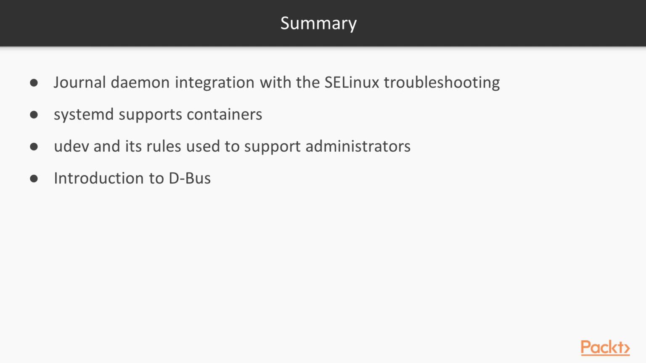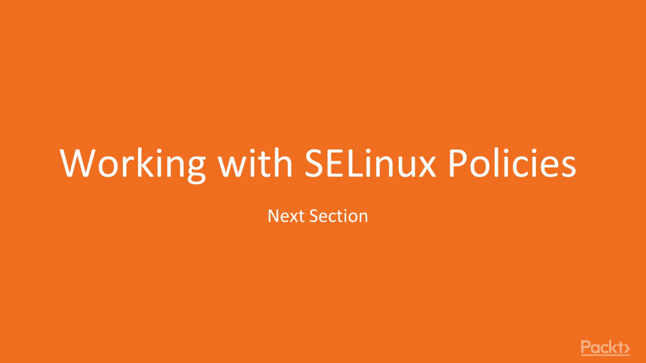Finally, we took a brief look at udev and how its rules can be used to support administrators in managing devices. We finished the section with an introduction to dbus, how SELinux can be used to control the association of applications within services, and how dbus uses the send message permission to validate communications across its channels. In the next section, we'll learn how the SELinux policy can be tuned, and even how custom SELinux policies can be developed and loaded.